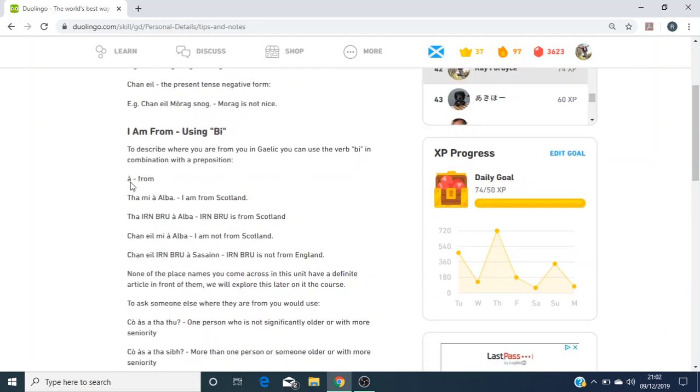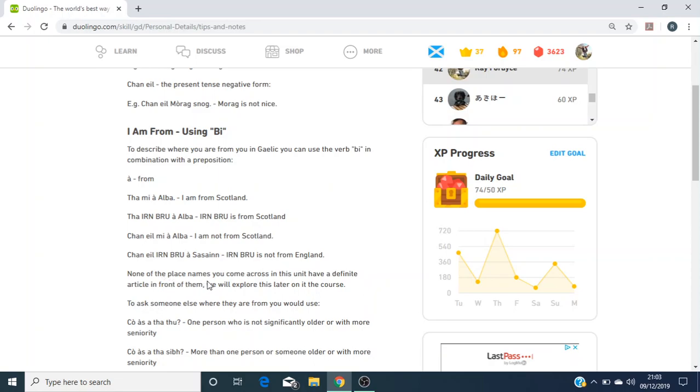So is, with the accent, is from. So ha mi a Alaba is I am from Scotland. Ha iron brew a Alaba, Iron Brew is from Scotland. Chanil mi a Alaba, I'm not from Scotland. Chanil iron brew assassin, Iron Brew is not from England.